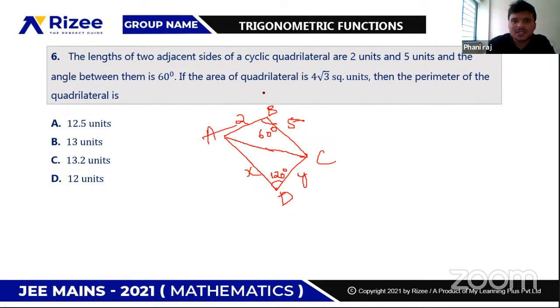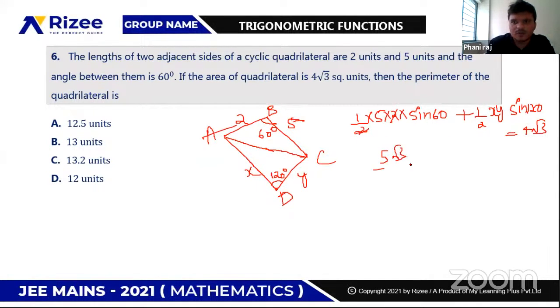So first information is the area of the quadrilateral is 4 root 3. So area of ABC plus area of ACD is 4 root 3. So half into 5 into 2 into sine 60 plus half into x into y into sine 120. This is equal to 4 root 3. So you get what? Sine 60 is 5 root 3 by 2 plus xy by 2 into what is sine 120?